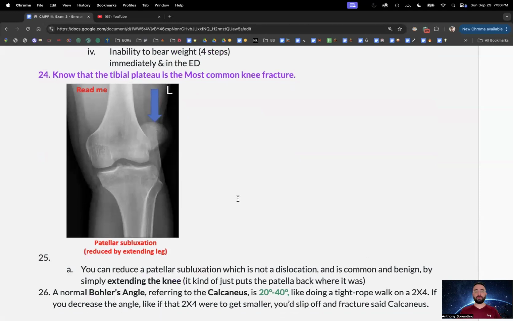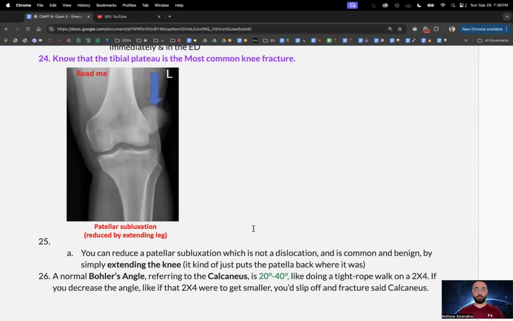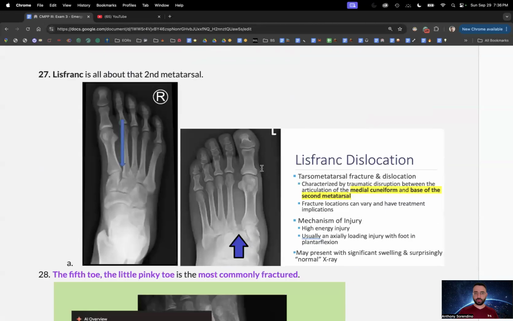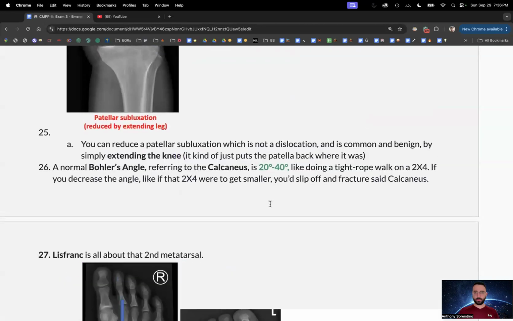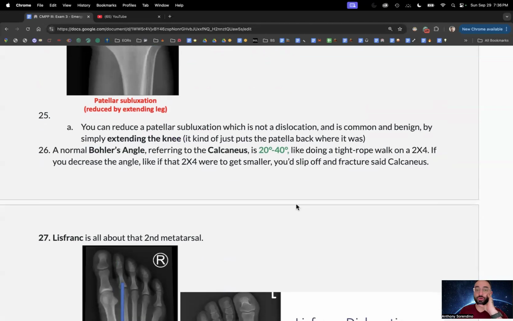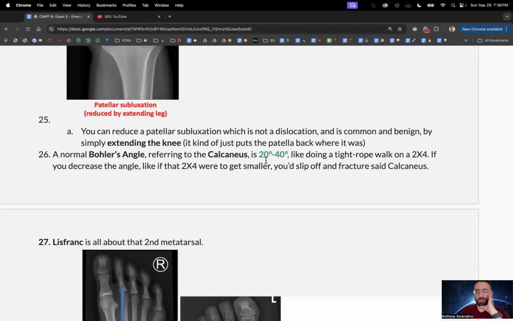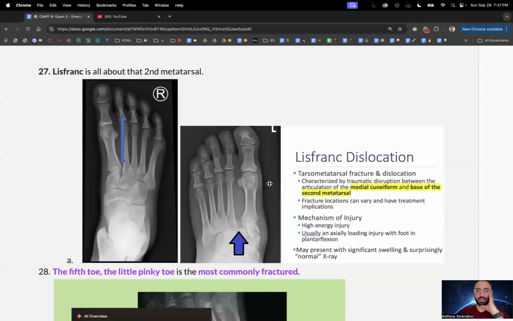Tibial plateau, most common knee fracture. That is important. And then open fractures are going to be common in the tibia as well. Normal Bohler's angle is what, 20 to 40, and less than that, right? If you decrease the angle, yeah, you'd slip off and fracture. Oh no, decreased is not good. Whatever, just know Bohler's angle, calcaneus.